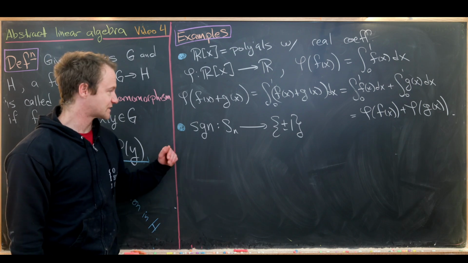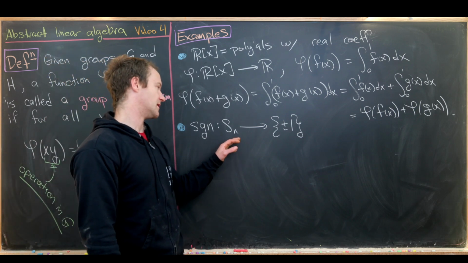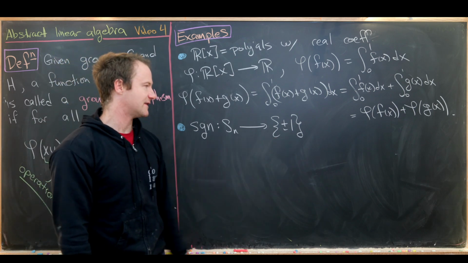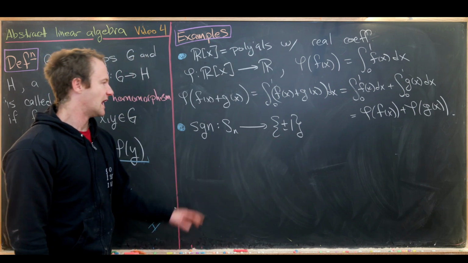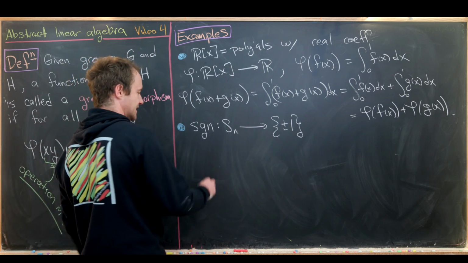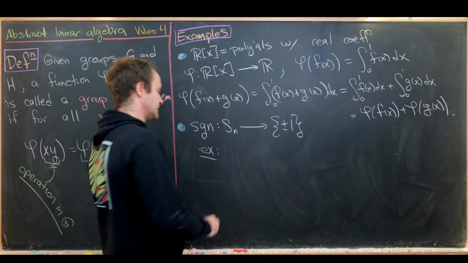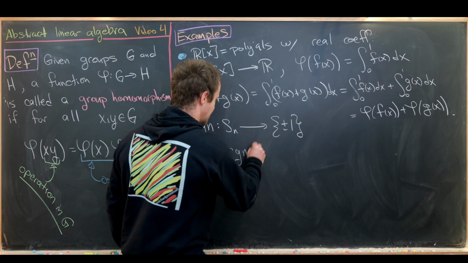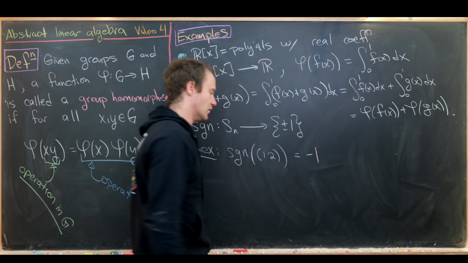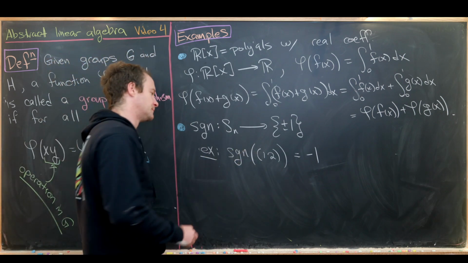Now, finally, the last one is the signum homomorphism, which goes from the symmetric group, which we talked about in a previous couple of videos, to the set plus or minus 1. It takes all odd elements to -1 and all even elements to +1. So let's do a quick example of how this works. We would take sgn of (1 2), which would go to -1, because (1 2) is a single transposition.